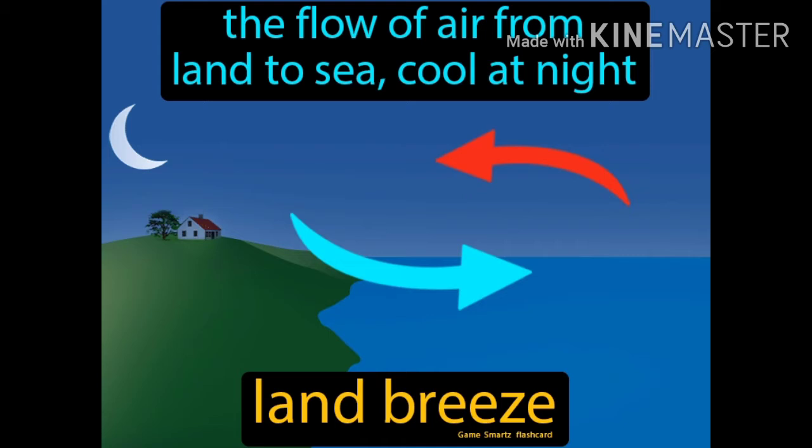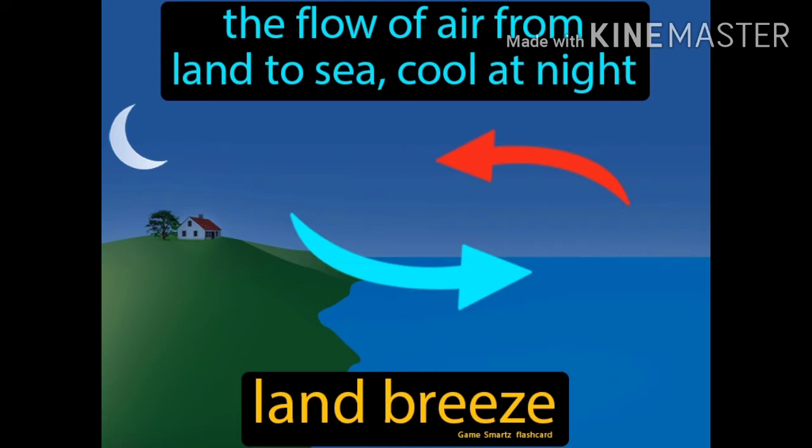So what happens? At sea level, the air remains warm, gets heated, becomes lighter, expands and rises up, and the cool air from the land moves towards the sea. The wind blows from the land to sea during the night time. The flow of air from land to sea at night is known as land breeze.